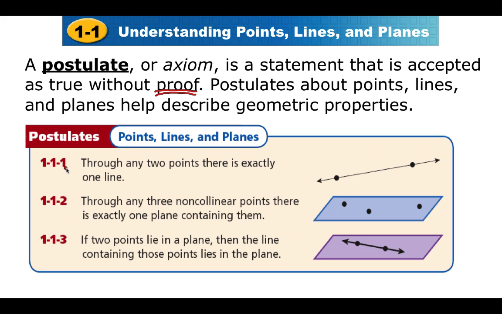This is postulate 1.1. Through any 2 points, there's exactly one line. Illustration. Postulate 1.2. Through any 3 non-collinear points, there's exactly one plane containing them. Here's an illustration. 1.3. If 2 points lie in a plane, then the line containing those points lies in the plane. It's pretty straightforward. Look at the illustration. If you want to clarify any of these, talk to me in class.